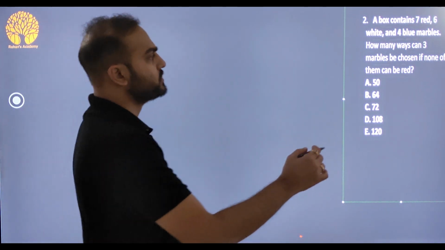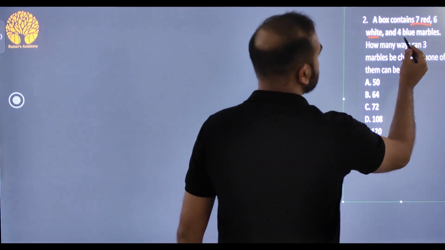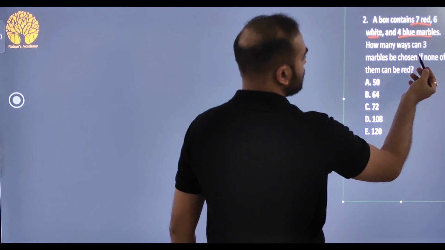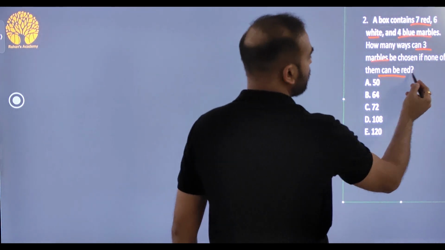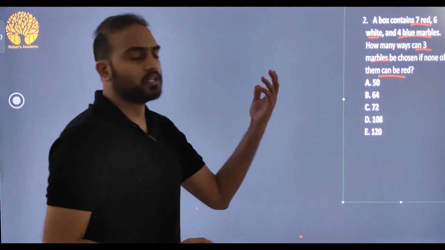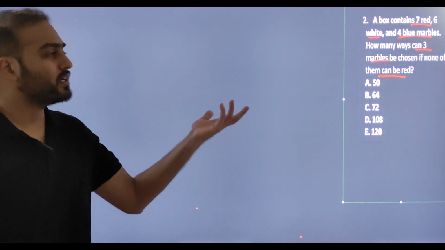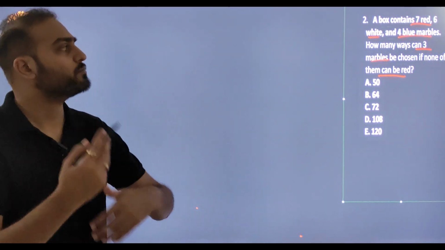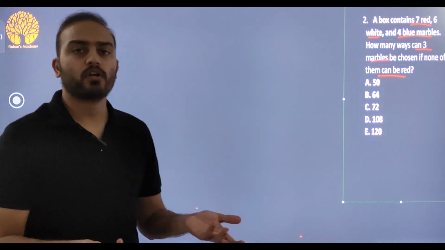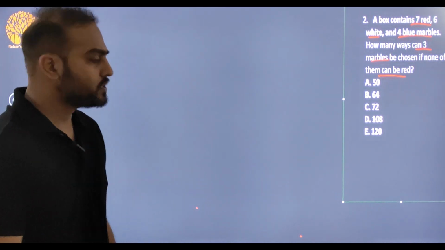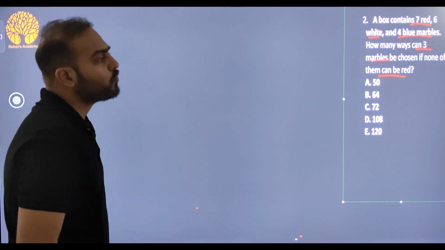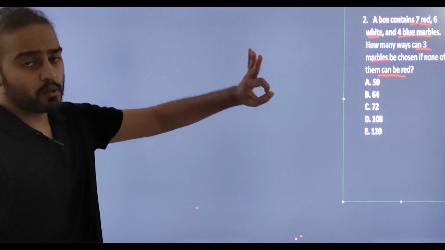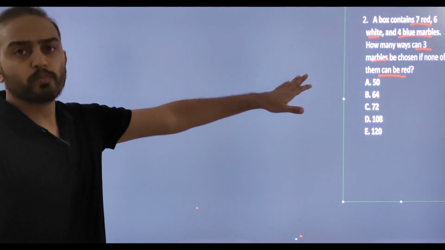Alright guys, moving to the next one. So we have 7 red, 6 white, 4 blue marbles, and we need to choose 3. None of them should be red. Again, repetition is not allowed. Order does not matter, whether I take white first, blue first, whatever I take, order does not matter. So we know it is combination. Now that we know it is combination, what do I want? I want three marbles, but I don't want any of them to be red.